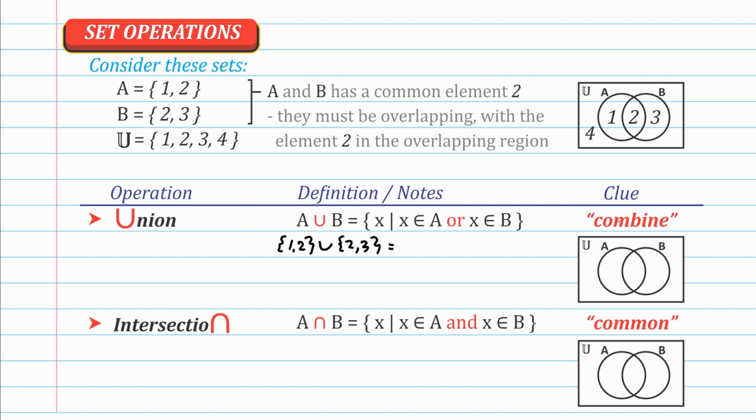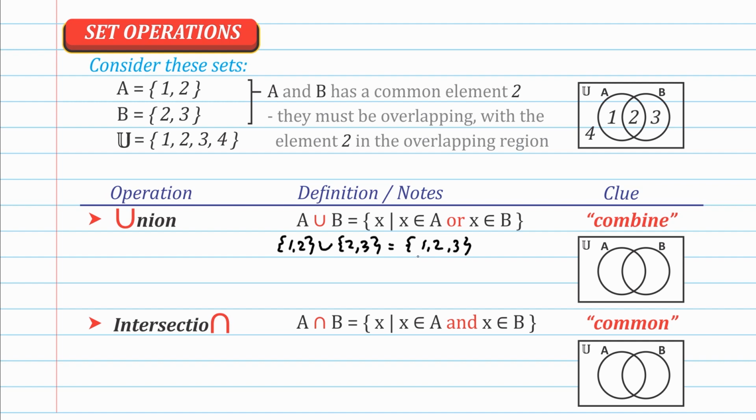Now, from our shortcut, combining these 2 elements, arranging them in increasing order para hindi nakakalito, pagsamahin, we have 1 and 2, isama mo sa 2 and 3. Huwag ulitin si 2, so meron tayong 3. Therefore, these are the elements of A union B.